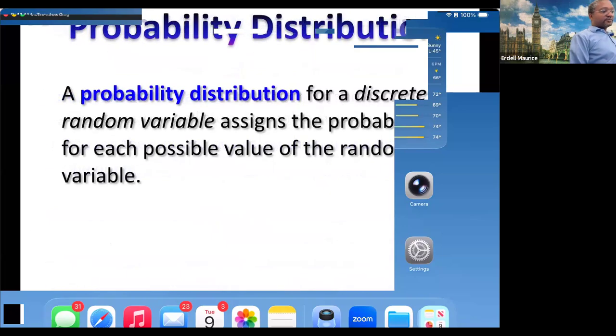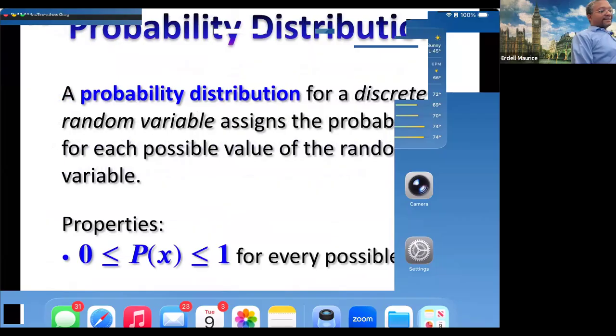It's really sad. A probability distribution for a discrete random variable simply gives you the probabilities for each outcome. Because of that, remember, a probability is always between 0 and 1. You have this one rule right here. The second rule right here is that when you add up all the probabilities, they must sum to 1.